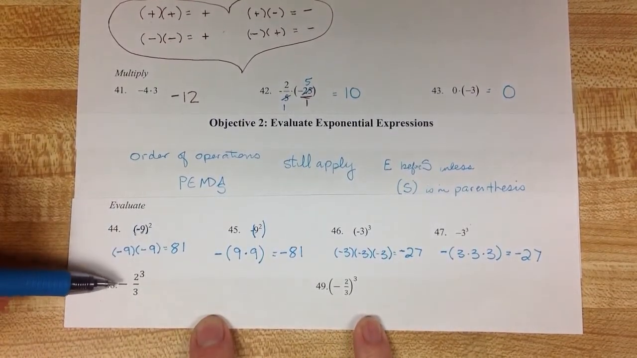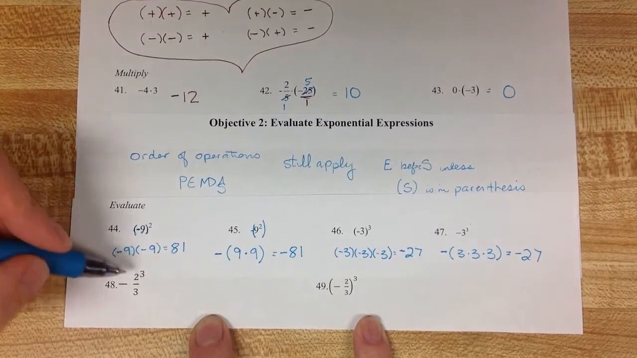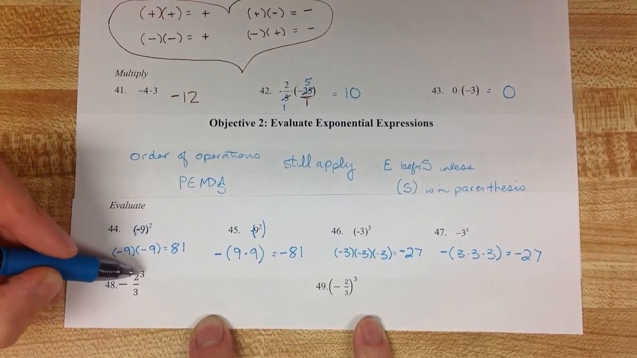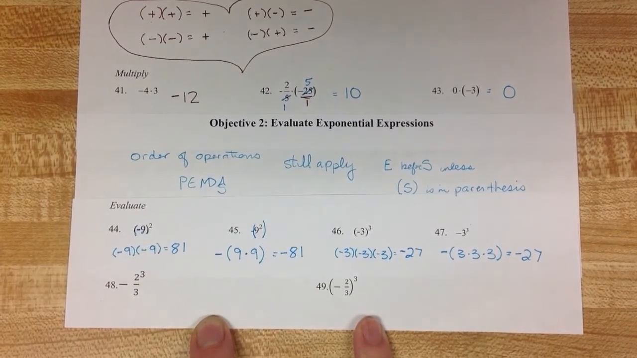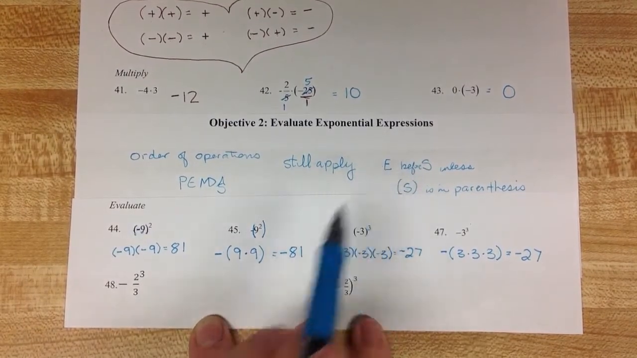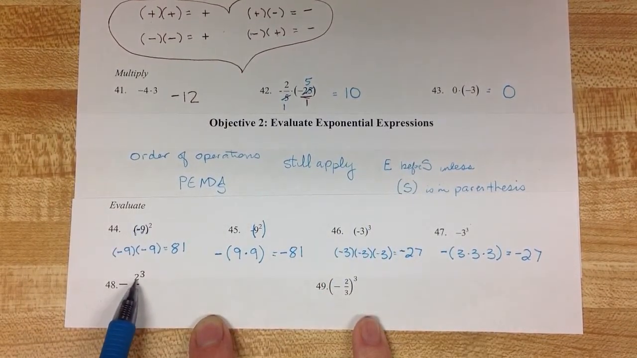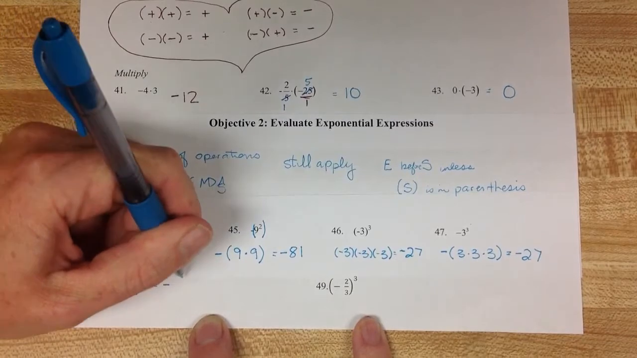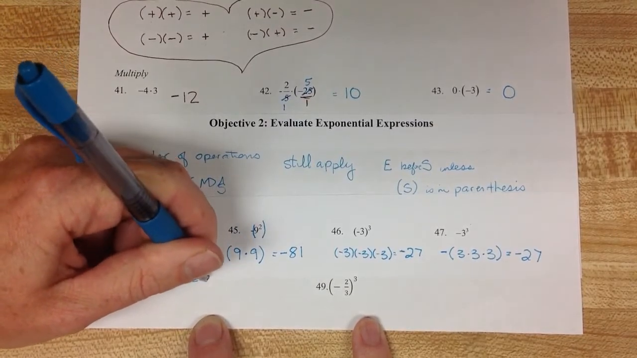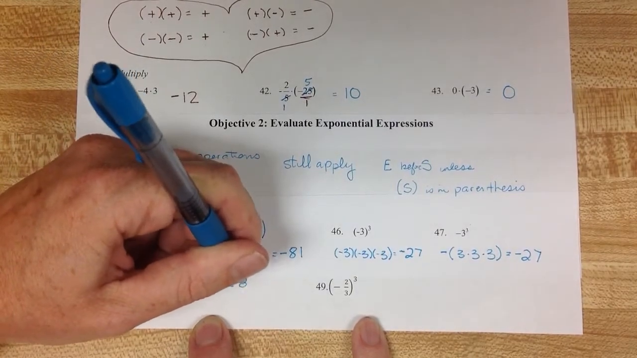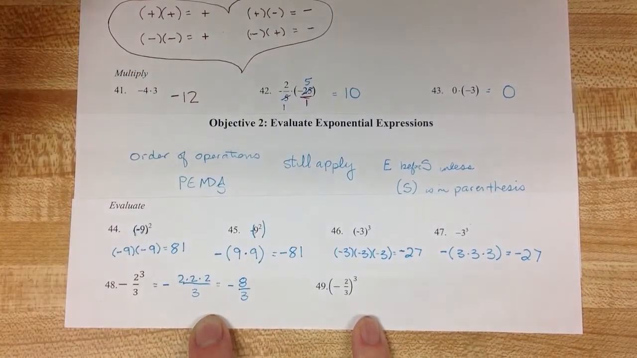Following order of operations in this problem, this is a little funky to read, but this says the fraction 2/3, it's negative, and then there's a 3 outside that 2. Okay? So looking at our order of operations again, the exponent is the first thing that we're going to take care of before subtraction or division or any of the other things. So this really reads negative 2 times 2 times 2 over 3, or negative 8/3.